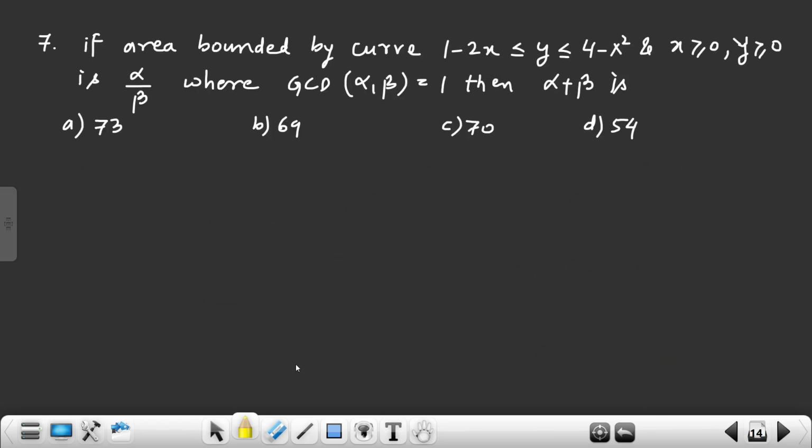Now let's come to the next one. That one was really very easy. Area bounded by the curve. So what is the curve? y less than 4 minus x square. So I can say that this is a parabola and it is a negative parabola on the y-axis, right? Because x square is negative. So let's draw this parabola basically.